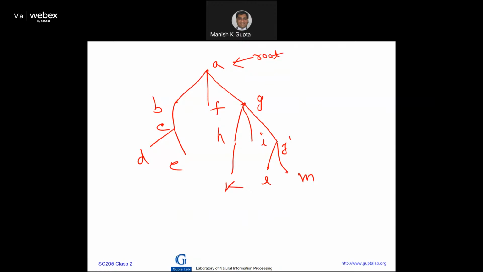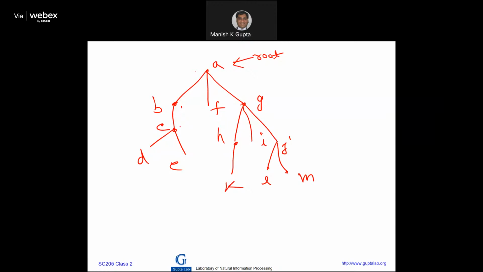Now, there are certain definitions that are coming. What is the parent of C? Parent of C is B. Fine. The children of G are H, I, J. Fine. Okay. The ancestors of E are C, B, A. Very good. This, and this. The descendants of B.